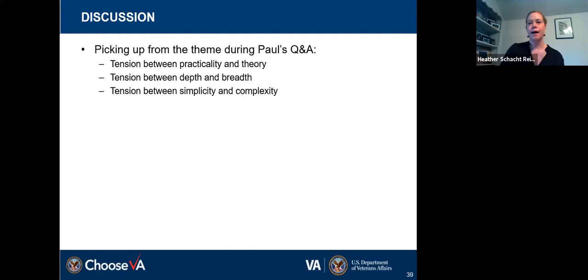And then I will turn it over to Borsika to pick up on the conversation and to moderate. But as you probably guessed from how I've presented, I'm really curious about this tension. We talked about practicality and theory last time, depth and breadth, simplicity and complexity, that all you have to deal with when you're abstracting into a logic model.